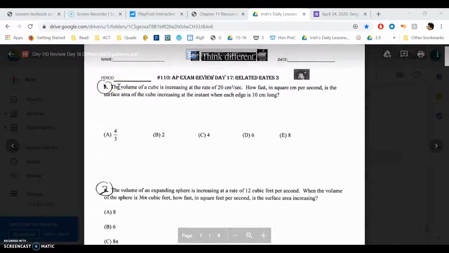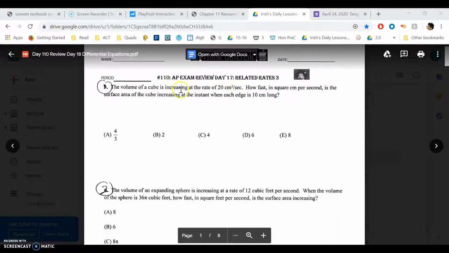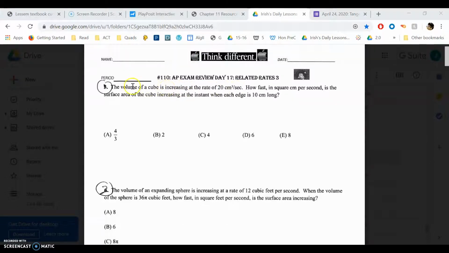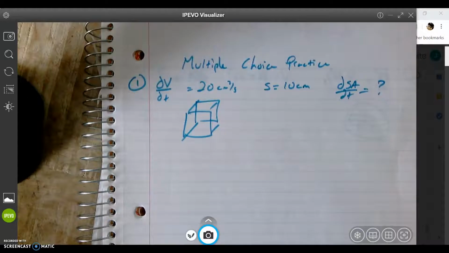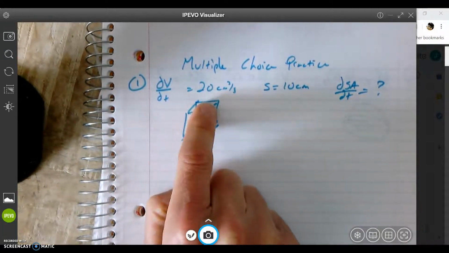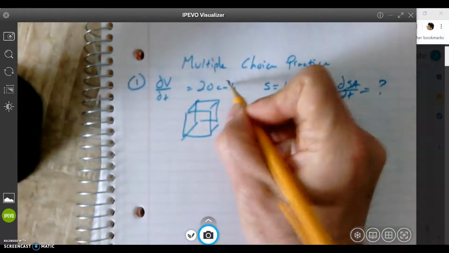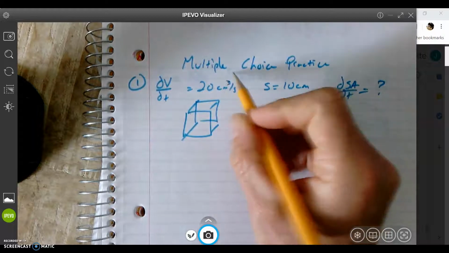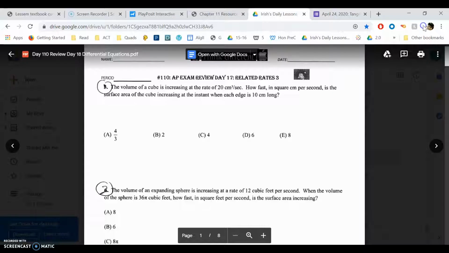When you're ready. The volume of a cube is increasing at a rate of 20 centimeters cubed per second. So the volume is increasing, so that's the rate of the volume changing. In my notes, here's dV/dt right here. So that means the volume is changing at 20 cubic centimeters, this would be a 3 if you can't see it, per second. That's the first piece of information.